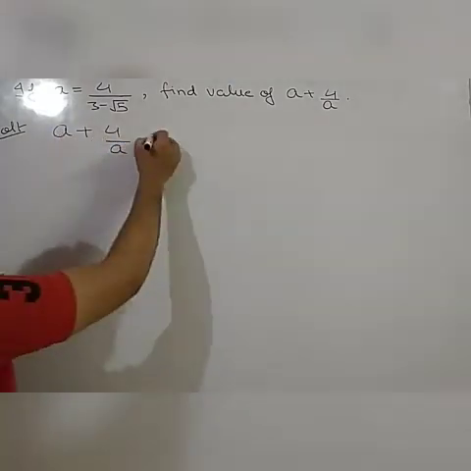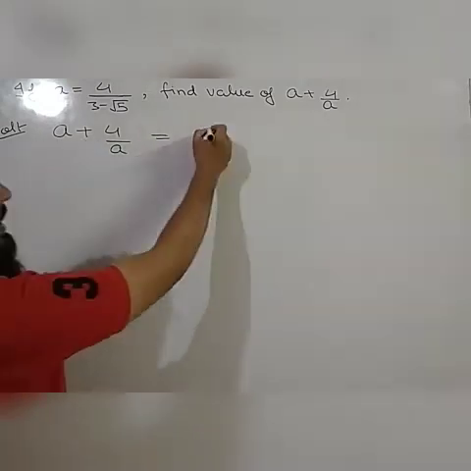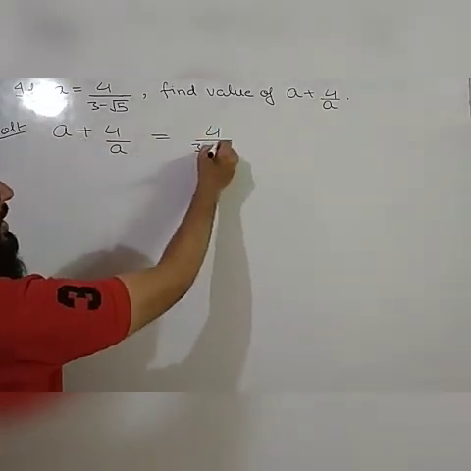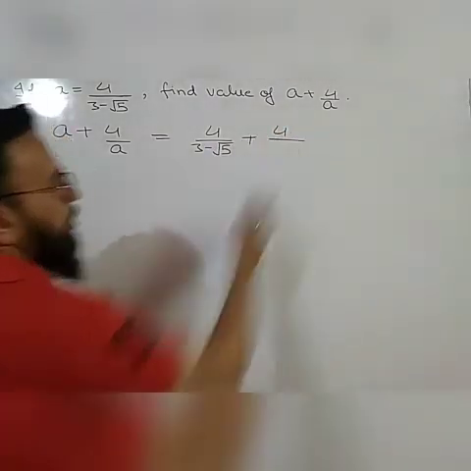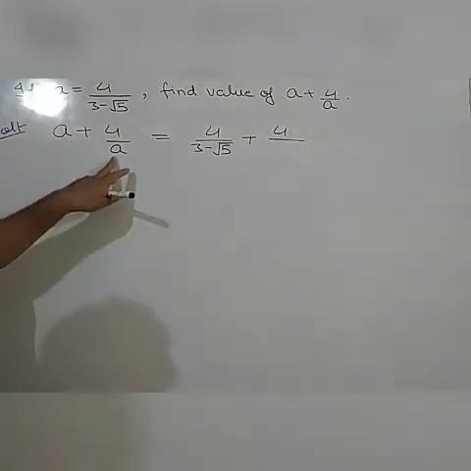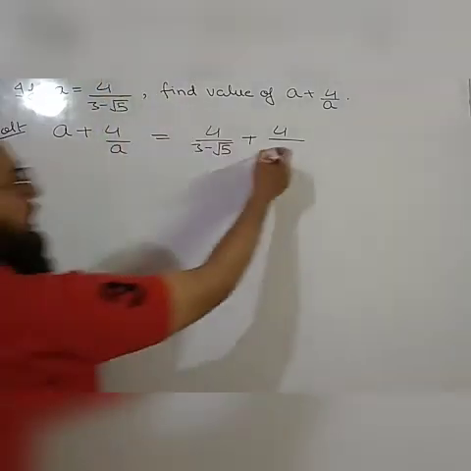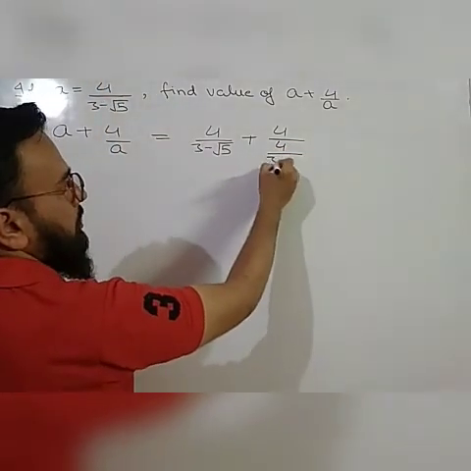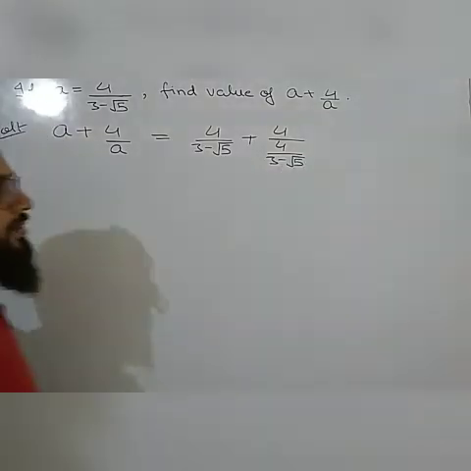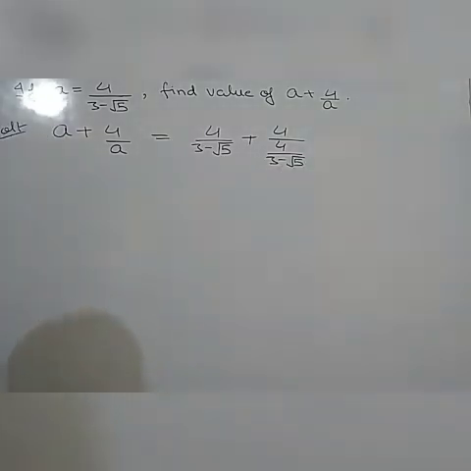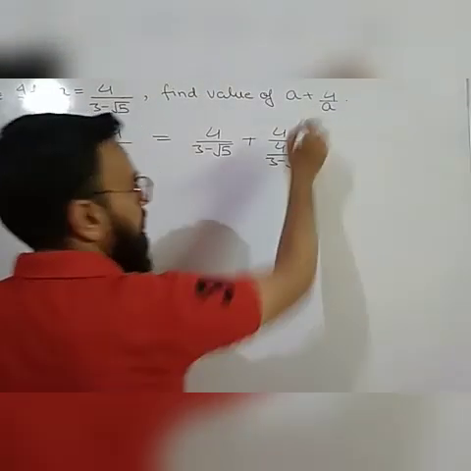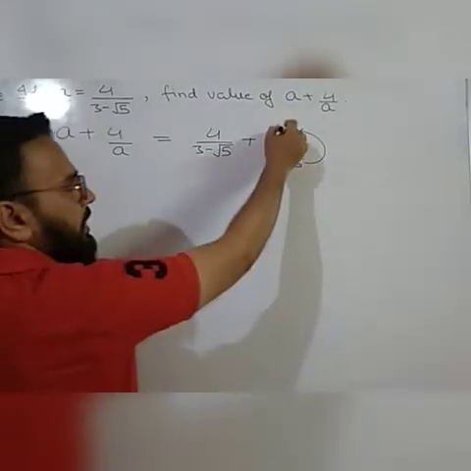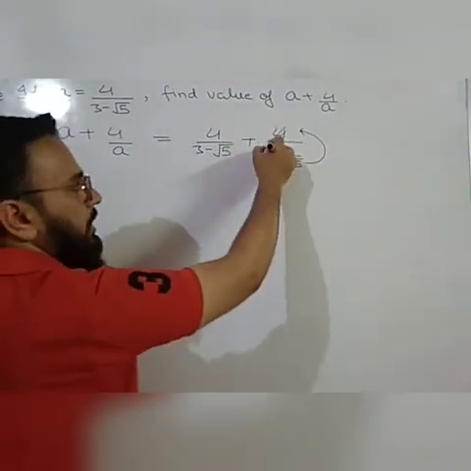Now put the value of a. What is the value of a? It is 4 upon (3 minus root 5) plus 4 upon. Now in denominator it is a. And what is the value of a? It is 4 upon (3 minus root 5). Clear? Now what will happen? This 3 minus root 5 will move upward and this 4 and 4 will cancel out, that will be equal to 1.